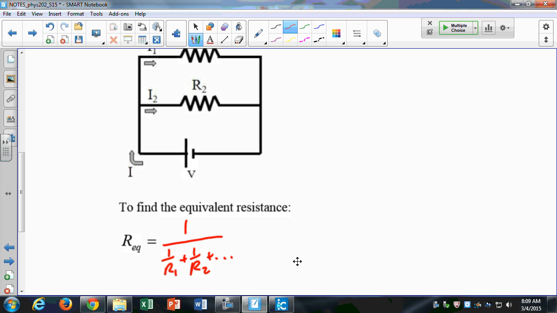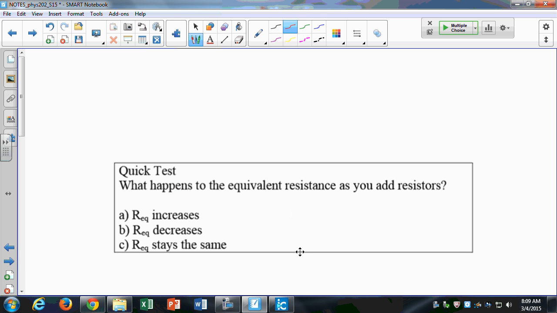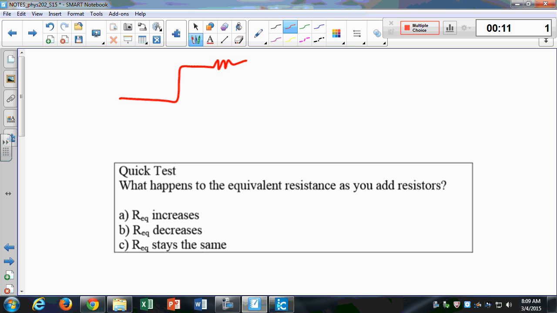Right. What happens to the equivalent resistance as you add resistors? Does it increase, decrease, or does it stay the same? As I keep adding resistors in parallel, what happens to that equivalent resistance? Think about this mathematically, but you might want to think about just sort of what happens to the paths that the electricity has to take. Does the equivalent resistance increase? Does it decrease or stay the same?